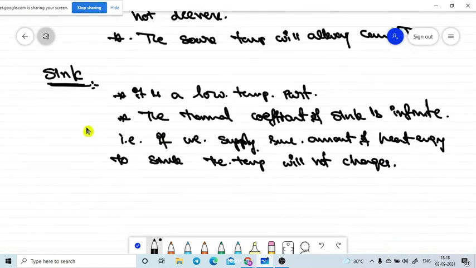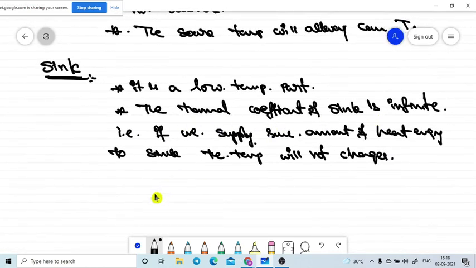What does it mean? What is the coefficient of thermal efficiency? What is the thermal coefficient? Thermal coefficient means how much heat energy is needed to raise the temperature. That is the importance of the coefficient of thermal efficiency. So if the coefficient is infinite, then to raise the temperature by 1 degree, we need to supply a very large, infinite amount of heat energy. With a finite amount of heat energy, the sink temperature will not change. That is very, very important.